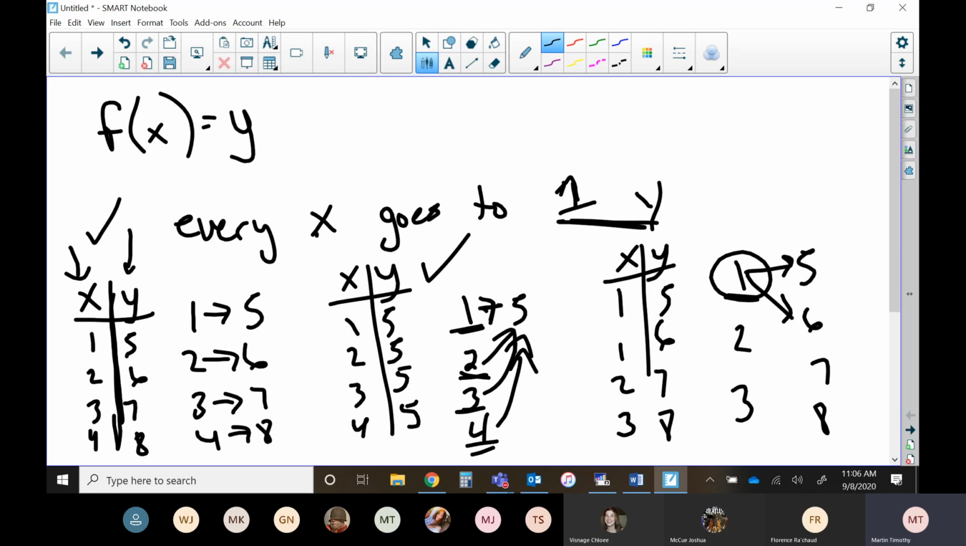So y can have the same number of x's? Y can have multiple amounts. Yep, y can happen over and over again. That's not a problem for it to be a function.